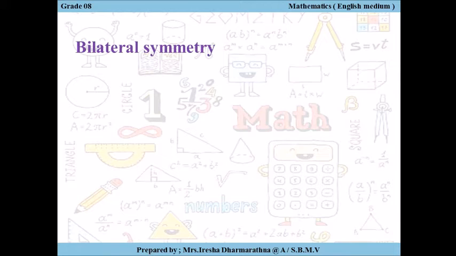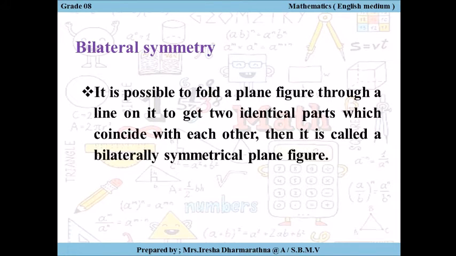Let's see what bilateral symmetry is. Do you remember? Let's see. It is possible to fold a plane figure through a line on it to get two identical parts which coincide with each other. Then it is called bilaterally symmetrical. Repeat it again. It is possible to fold a plane figure through a line on it to get two identical parts which coincide with each other. Then it is called a bilaterally symmetrical plane figure.